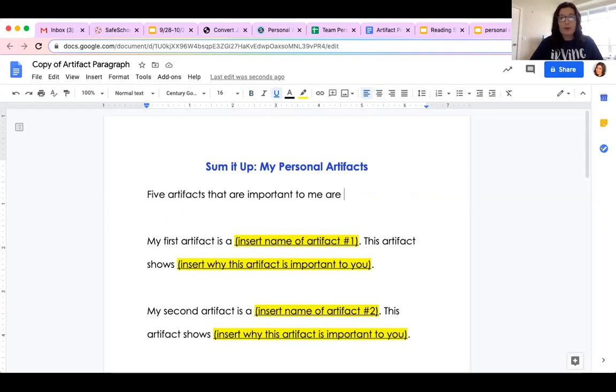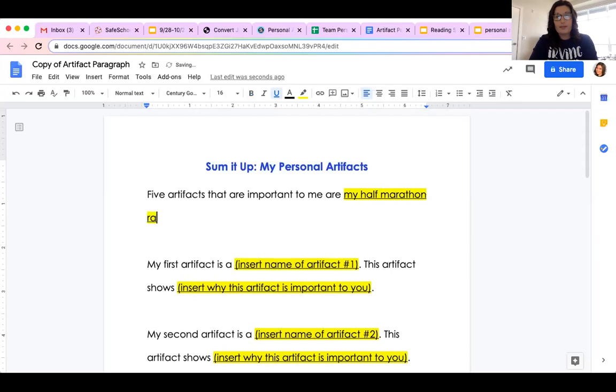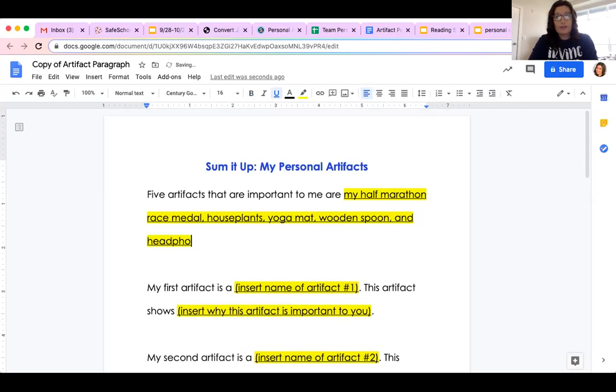So 5 artifacts that are important to me are, I'm going to write in here, my half marathon race medal, comma, because we're listing items, house plants, comma, yoga mat, comma, wooden spoon, comma, and since it's my last artifact, I'll write the word and headphones. I have just listed my 5 artifacts.